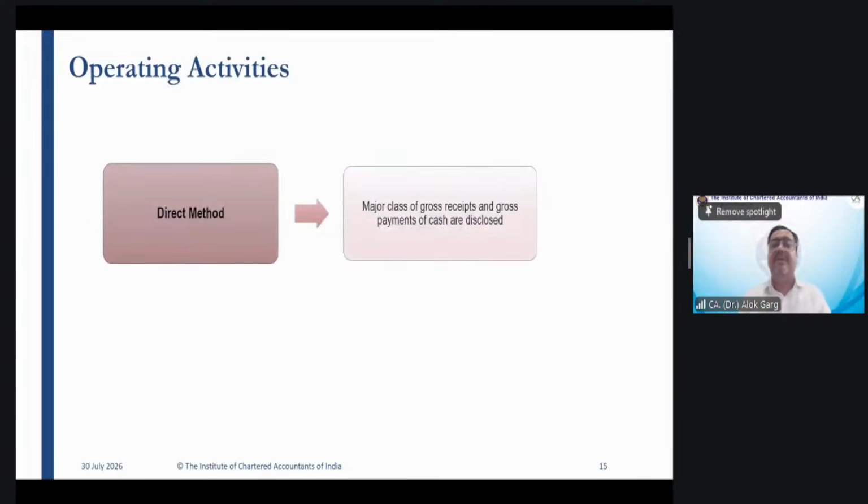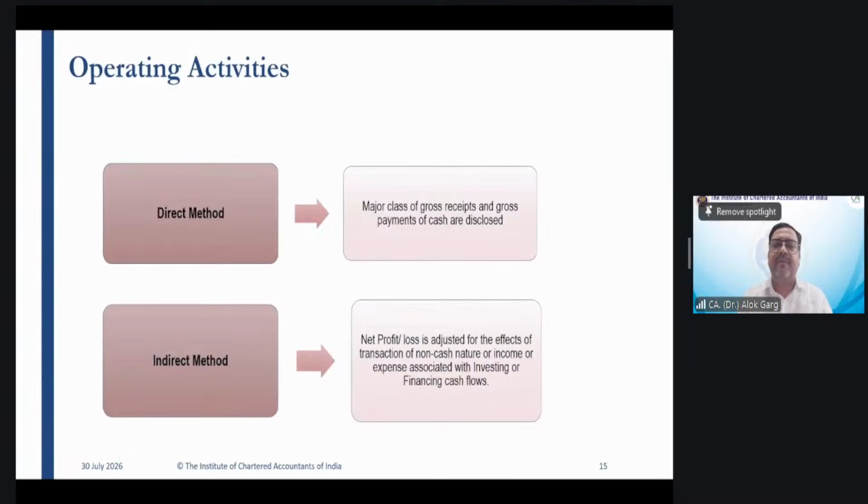Yes, friends, under operating activities there are two methods: direct method and indirect method. So what is a direct method? In this statement of cash flows, all other components have been prepared on the accrual basis, and this statement of cash flow is prepared on a cash basis.